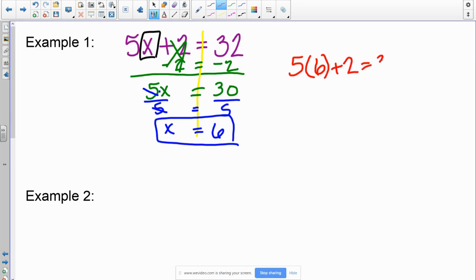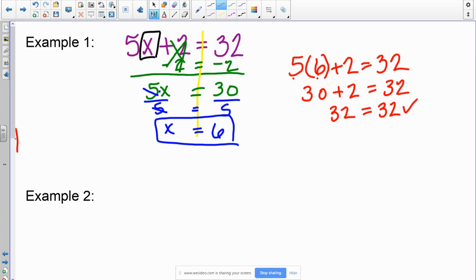I'm just going to write the rest of the problem out. So we have 5 times our now known value of 6 plus 2 equals 32. Now I'm just going to simplify and solve to make sure my answer actually equals 32. So 5 times 6 is 30 plus that 2. So then we have 30 plus 2 is 32, and that's what it was supposed to equal. So I know and I can guarantee it's a correct answer. Example number 2.